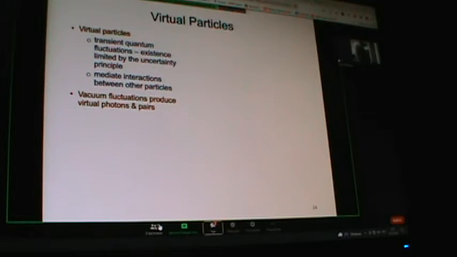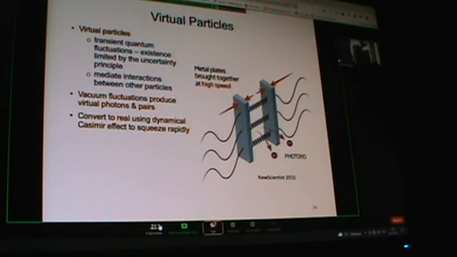So virtual particles are transient quantum fluctuations. Their existence is limited by the uncertainty principle. They're usually interaction particles. They mediate interactions between other particles, and you don't see a naked virtual particle. You just see the results of it. And it's well accepted that vacuum fluctuations produce virtual photons and pairs. Can you take these virtual photons and make them into real photons? The answer is yes, and it's been demonstrated using the dynamical Casimir effect.